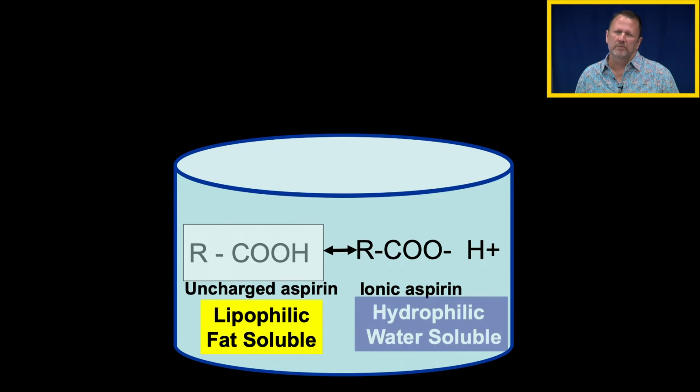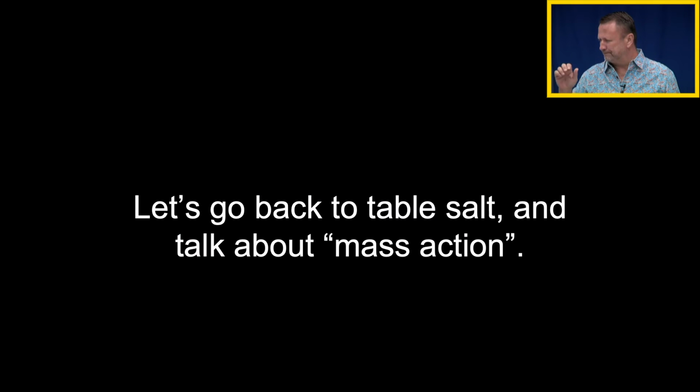The uncharged form of the drug is going to be more fat soluble, and the ionic form of the drug is going to be more water soluble. And so having this balance between a fat soluble and a water soluble form of the drug is a strategy that we use in developing medications because this is essential for not only absorption but delivery and elimination.